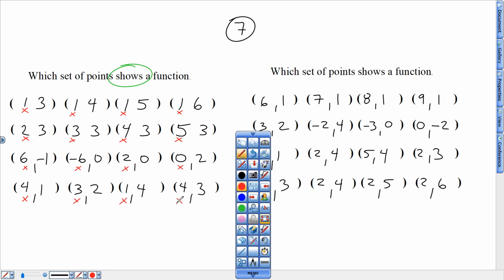Nope, not going to be a function. So looking at this first one, all of these x numbers are the same, and they're spitting out different y numbers. So that one is terrible. No way that's a function.